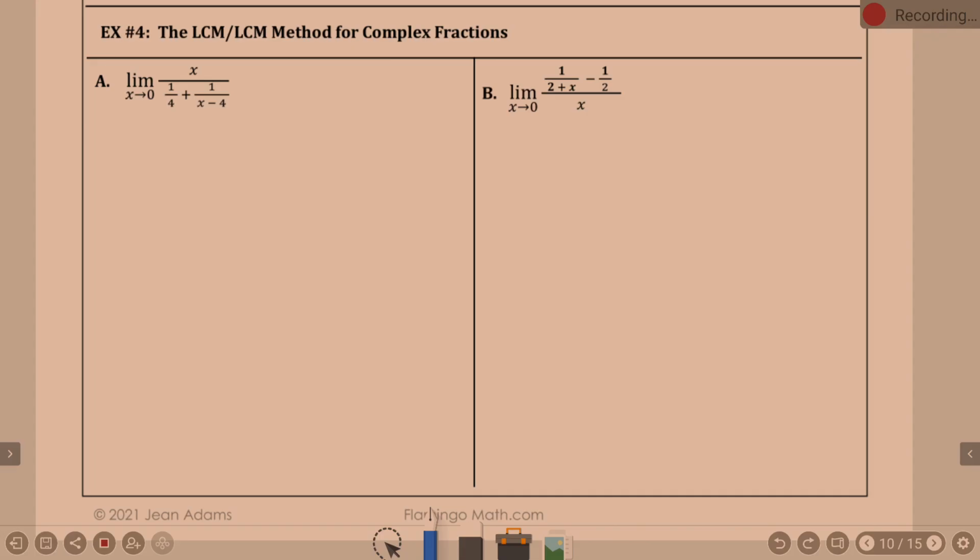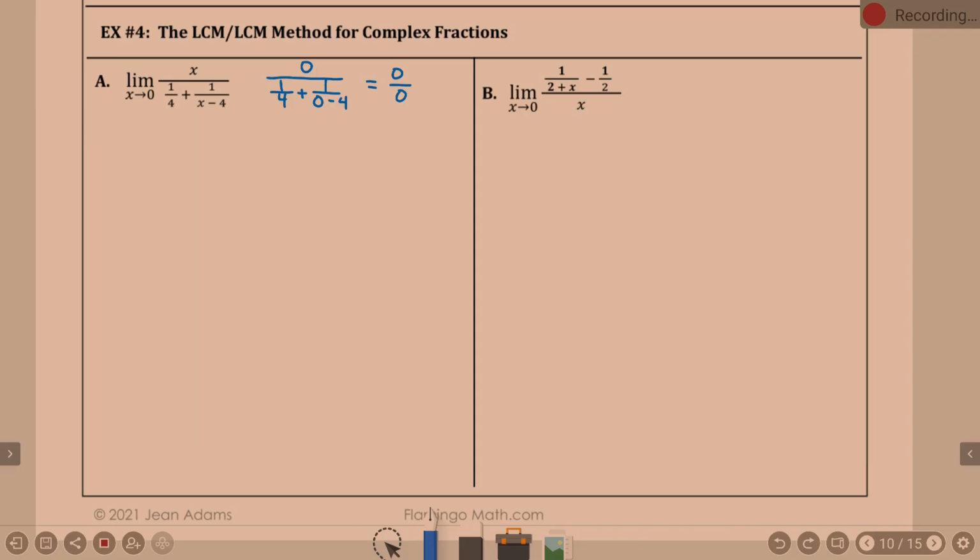Here we're talking about a least common multiple method. Basically, options for how we deal with a complex fraction like this. As always, officially, I'm going to tell you what to start off with. Try direct substitution. Just by chance it might work. If I try direct substitution here, 0 over 1/4 plus 1 over 0 minus 4. And there we go again, it doesn't work. We've got to have a plan B.